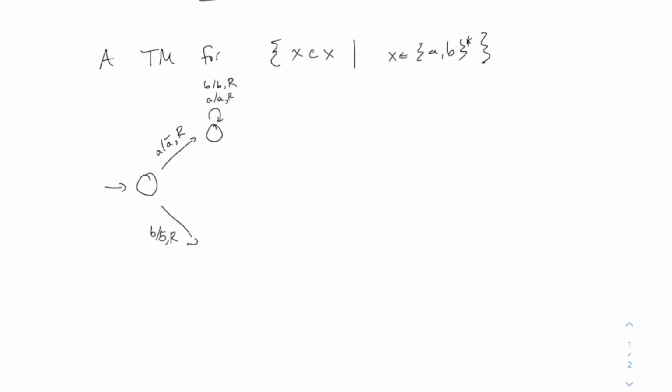And after doing that a bunch of times, we get to a C. And I guess we should leave the C like it is. You don't want to change the C to a C bar. So I'm going to say C, C, R like that. All right. What should we do at this point?